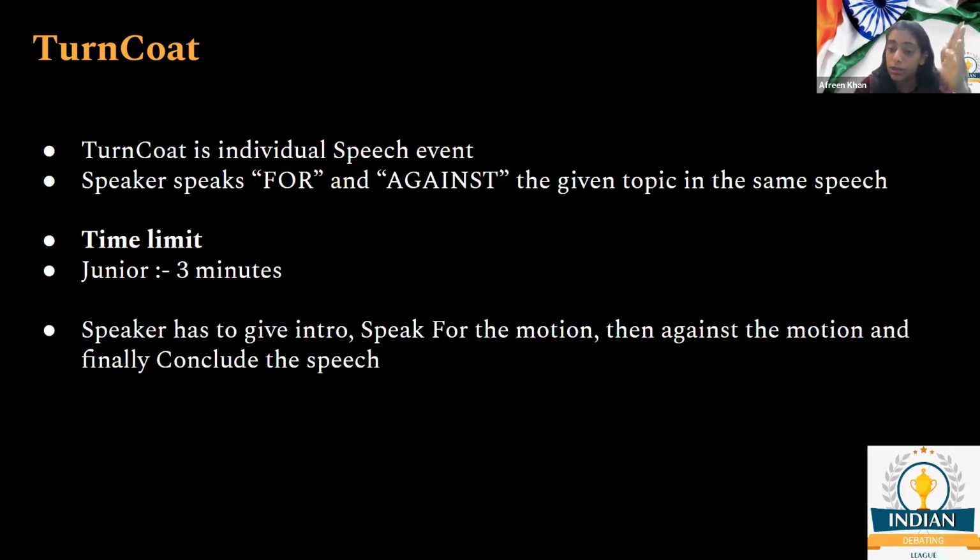You're individually supposed to prepare your speech. You're not just supposed to support a motion, but you're also supposed to oppose the motion. You have 3 minutes of prep time. You have 3 minutes of total time limit. So you can only speak for 3 minutes.